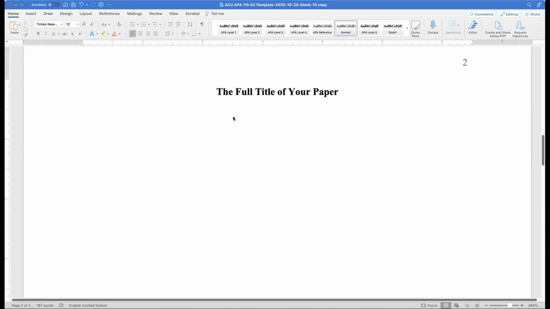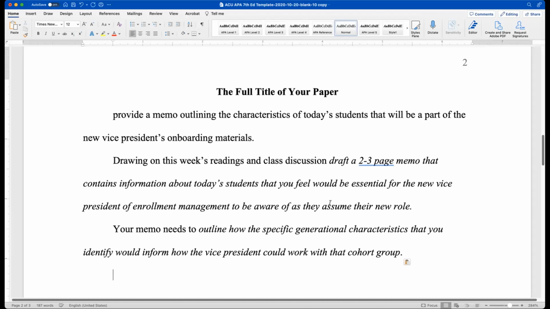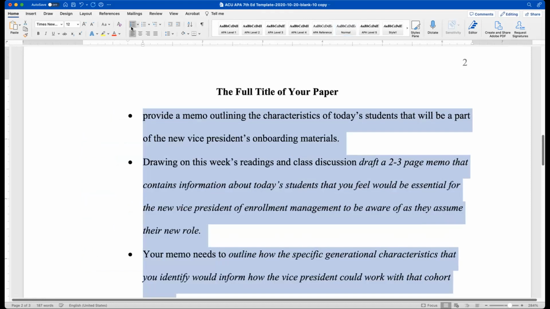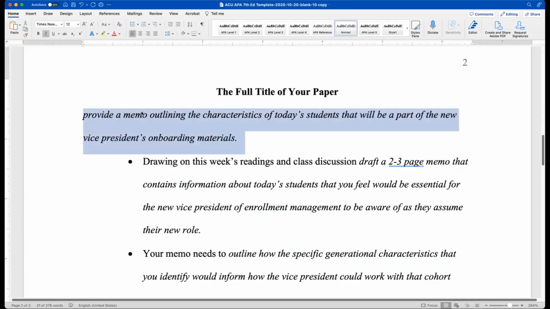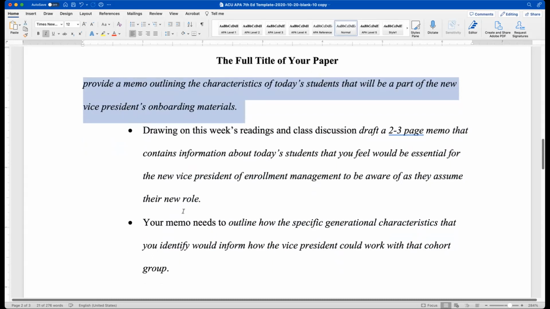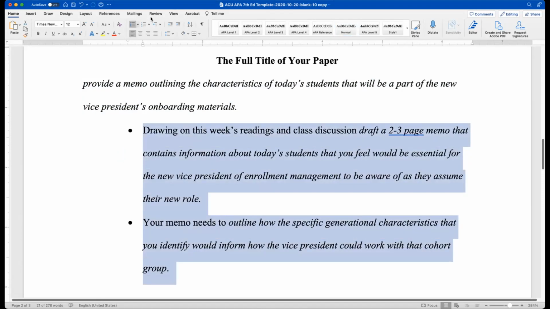And we're going to start with the instructions for this assignment and lay them out so we know exactly what we are required to do in the space available. All right, so the task here: provide a memo outlining the characteristics of today's students. All right, let's just reorganize this. So this is more kind of the framing device here. And then here are some specifics about it. And we're going to make this about something else.